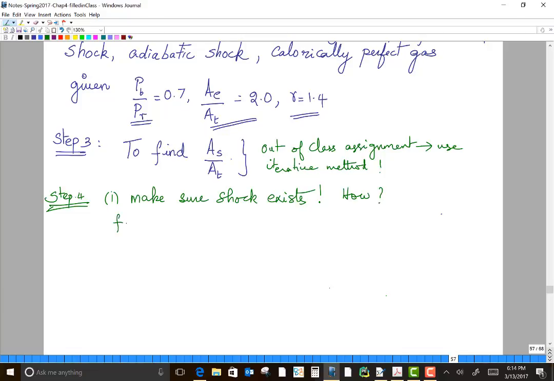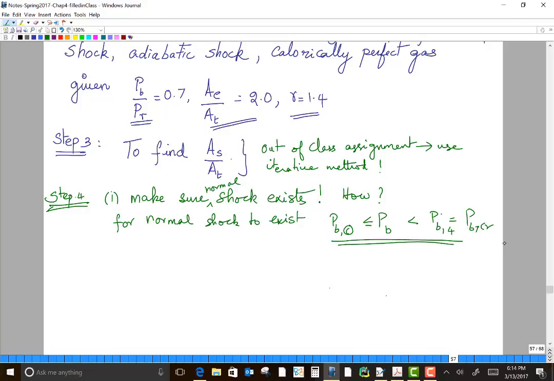Right. So for shock, we solved this problem early in this lecture, right? For shock to exist, that is, okay, let me be precise, okay? For normal shock to exist, PB less than PB4 equals PBCR greater than or equal to PBC. Okay, so this is what we need, right? And we have to compute. So this is the case with normal shock at exit plane.